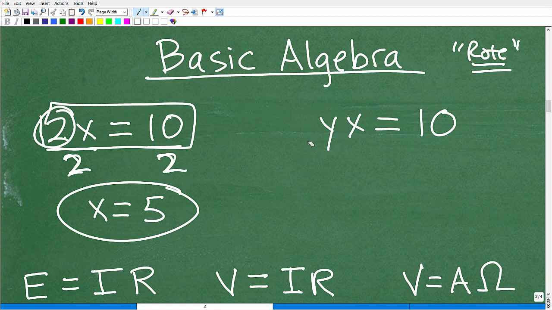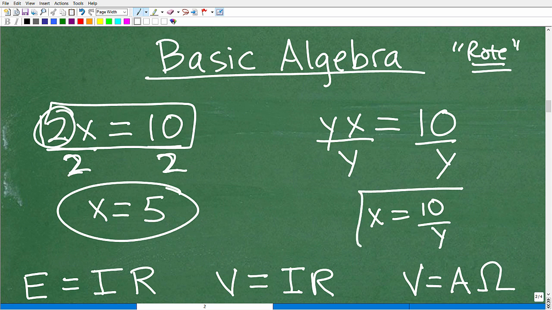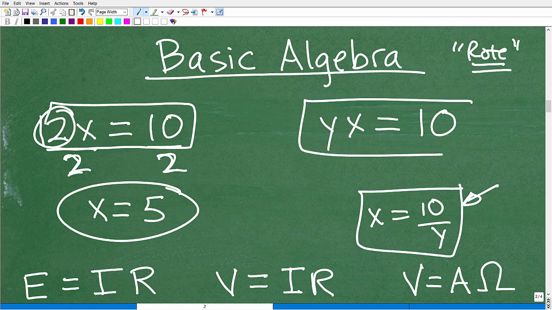We're going to do the exact same thing over here. To get x by itself, all I have to do is divide both sides of the equation by whatever's in front of the x. In this case, it's a y. And so y divided by y, anything divided by itself is 1. So now we have x is equal to 10 divided by y. So this equation here is equivalent to this equation in algebra. We're just writing this differently.